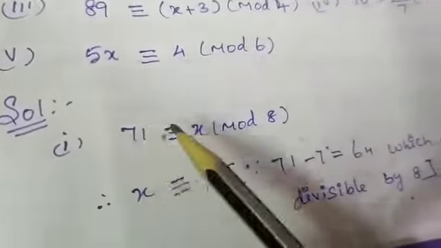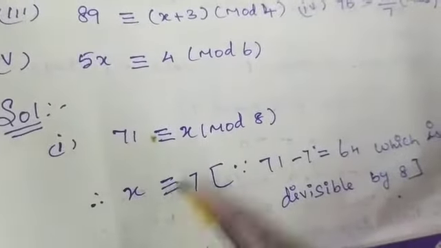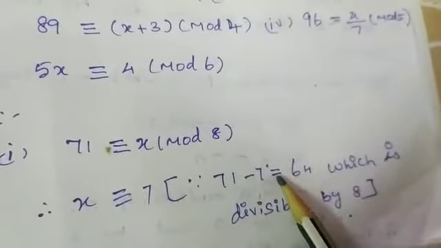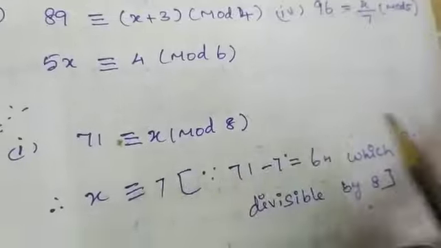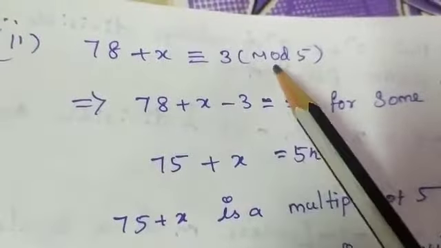So the solution of the first part, 71 congruent to x mod 8. Therefore x is congruent to 7, because 71 minus 7 equals 64, which is divisible by 8. This is a very easy question. So the second part is 78 plus x congruent to 3 mod 5.